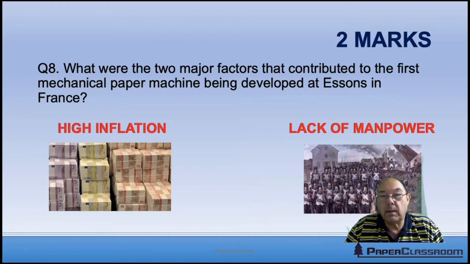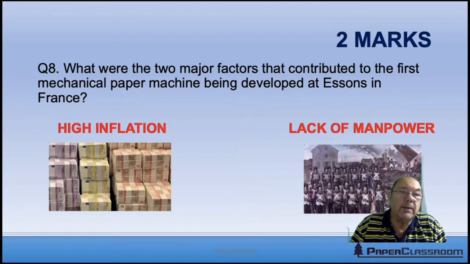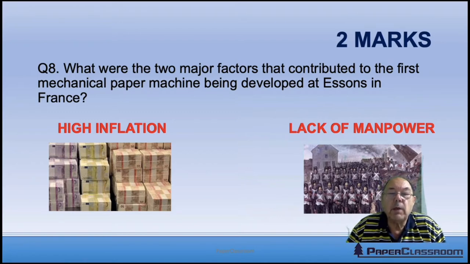But this was around the early 1800s, late 1790s, and Napoleon was taking all the able-bodied men from the factories and the fields and the mills and sending them to the battlefront. So there was a lack of people and a demand for making more money. So the obvious answer was to find a mechanical way of doing it.